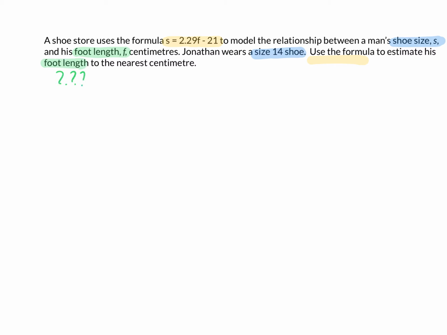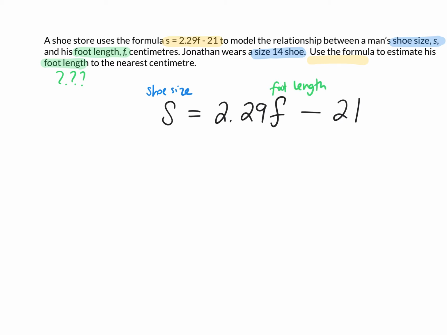Okay, so let's write down the formula. S equals 2.29 times F, take away 21. And just to recap, S represents his shoe size and F represents his foot length. Which variable do we need to figure out? Do we need to figure out his shoe size or his foot length? That's right, we need to figure out his foot length because the question says use a formula to estimate his foot length to the nearest centimeter.